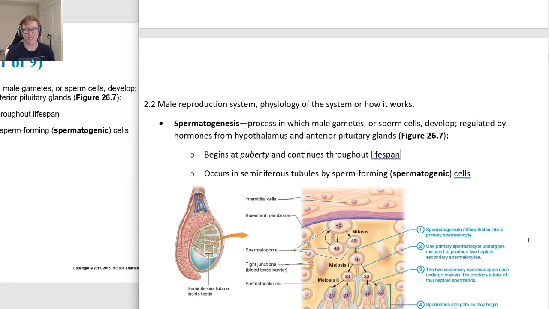So spermatogenesis kicks on when puberty happens and will continue throughout the lifespan. Sperm will decrease in its potency and effectiveness, but there is really no hard, strong cutoff when the system's just like, nope, we're done, shut it off. This is why sometimes you see very elderly men still able to produce children.